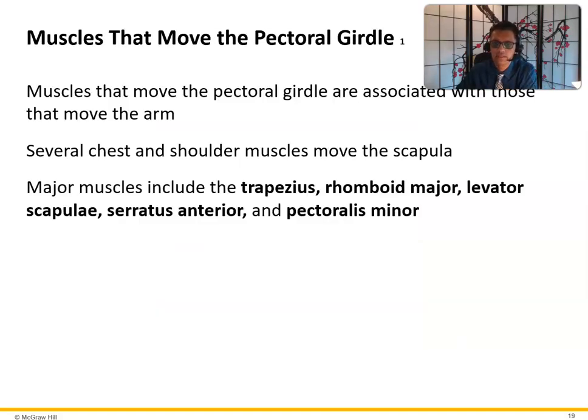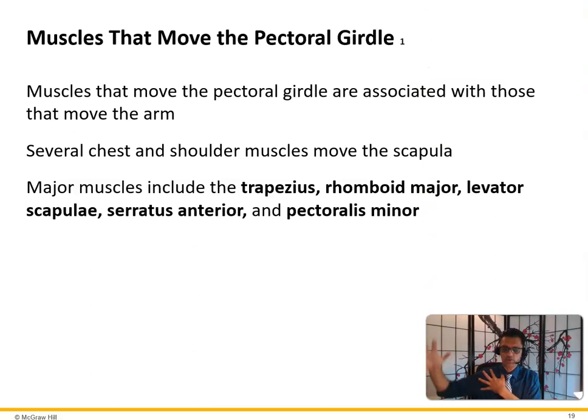All right. So now let's go to the pectoral girdle, which is right around here. Muscles that move the pectoral girdle are associated with those that move the arm. So several chest and shoulder muscles that move the scapula. You've got the trapezius, rhomboid major, levator scapulae, serratus anterior, and pectoralis minor.